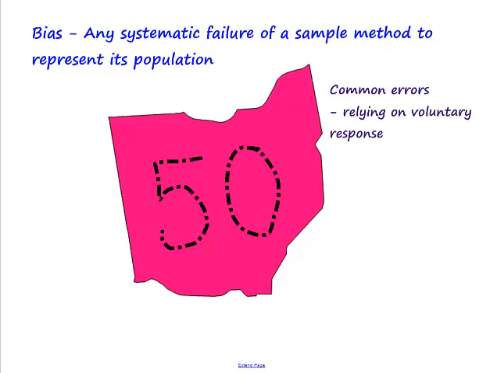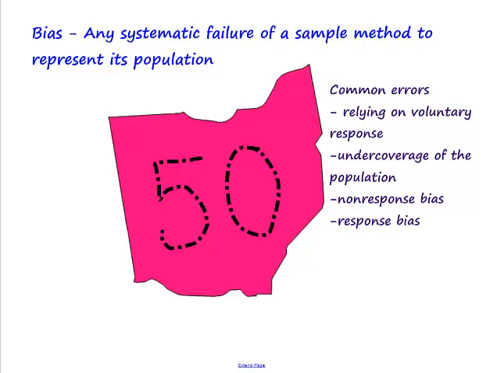relying on voluntary response, where people just respond on their own. Under coverage of the population, not asking enough people or getting enough items in your sample. Non-response bias, where some people might not care about the topic, they might not respond. Or response bias, where people care too much about the topic and respond and sway your data.